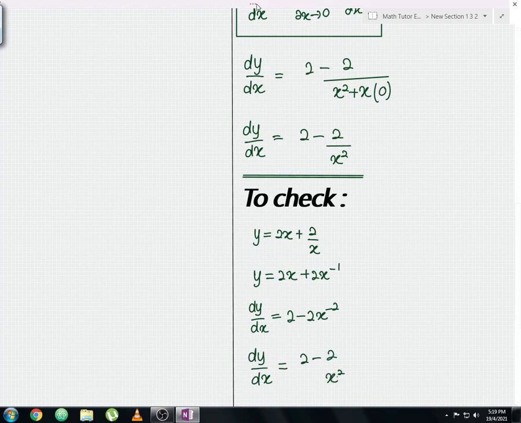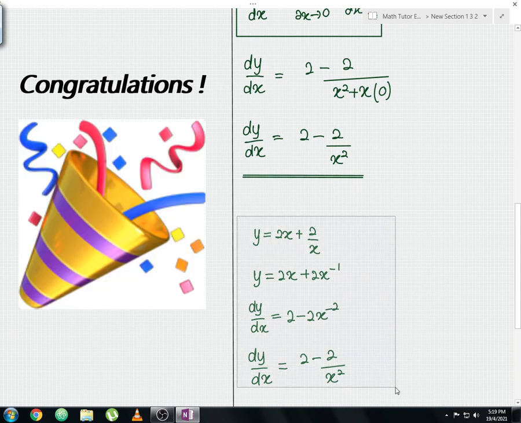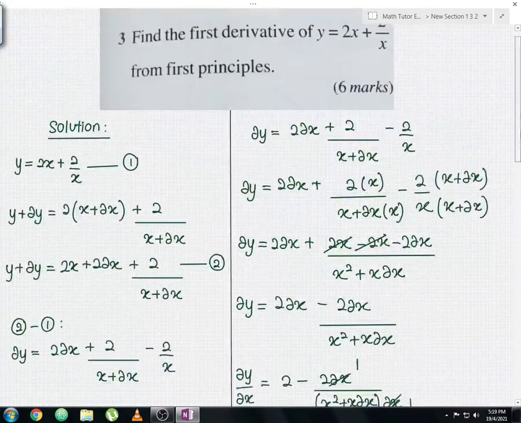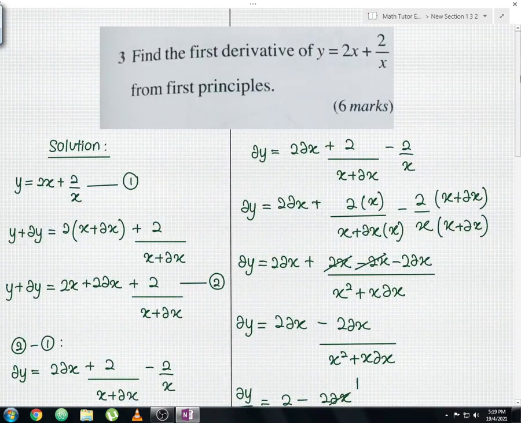Let me underline the fraction. Can you see you get the same answer here? That means that our working is correct. So that is all for the step-by-step working and solution for this question. I hope you understand the full working that I've shown to you.